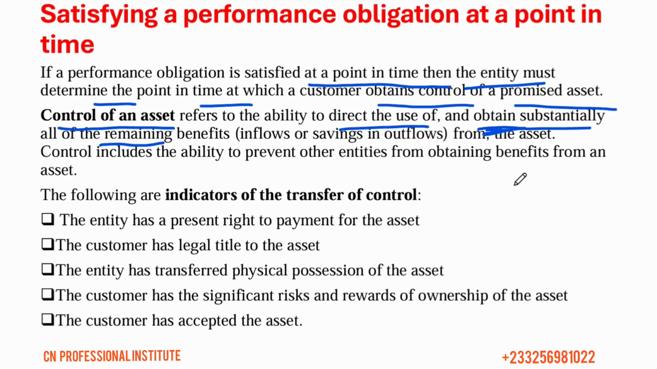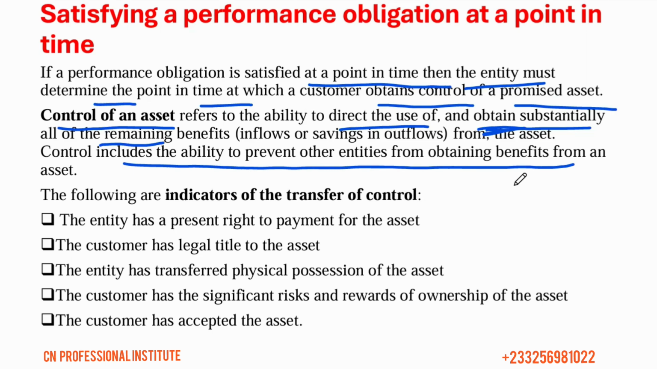So if you can direct the use of the asset and get virtually all the cash flows that relate to the asset, then it says what? You control the asset. And it says control includes the ability to prevent other entities from obtaining benefit from what? An asset. So if you control the asset, you can prevent others. You have the authority to direct others to prevent them from what? Obtaining benefit that relates to the asset.